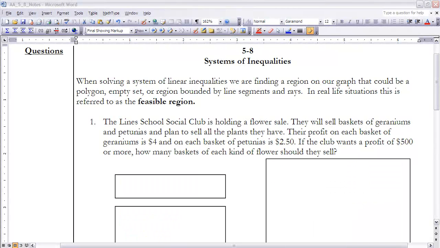These are the notes for section 5.8, Systems of Inequalities. If you haven't done so already, make sure you pause the video at this time and read section 5.8 before going on with the video.